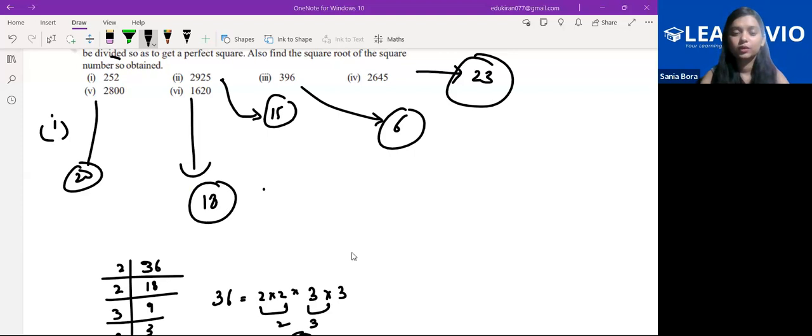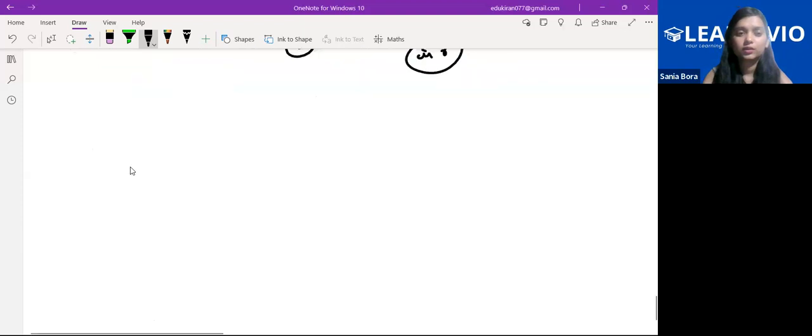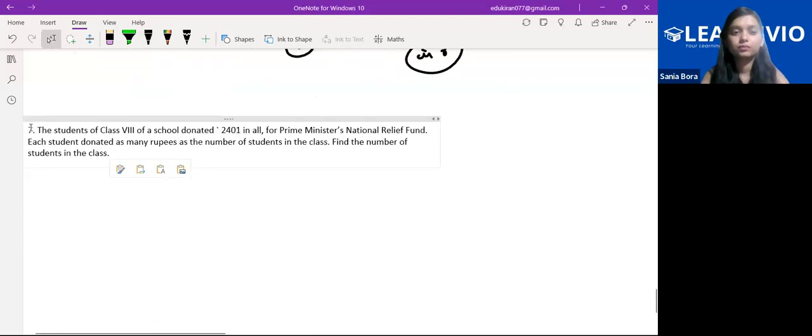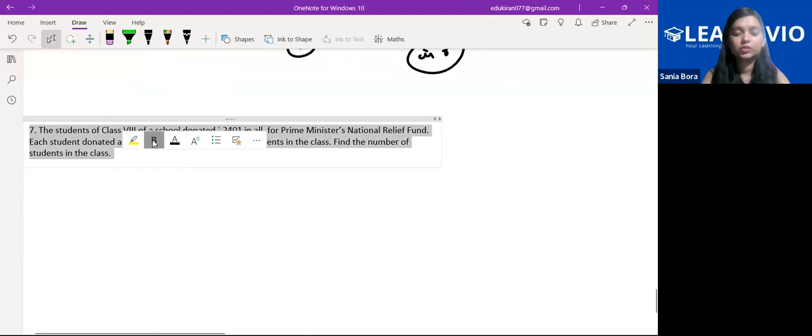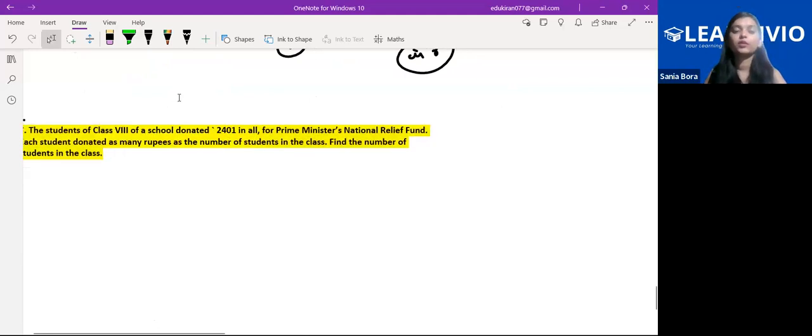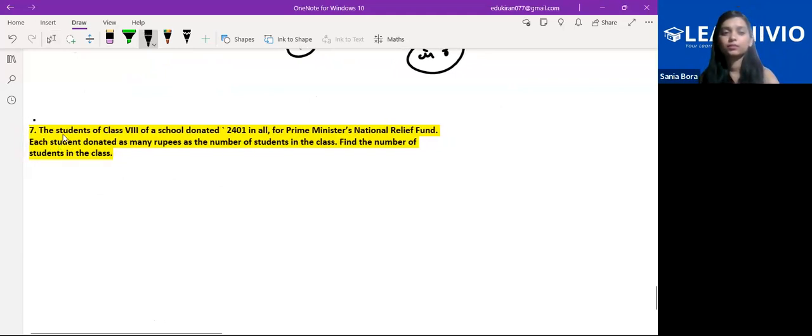Yes, ma'am. Okay, so now let's start with some word problems. Let's see how you people do it. The question is, can you see the question? The students of class 8 of a school donated 2401 in all for the Prime Minister National Relief Fund. Each student donated as many rupees as the number of students in the class. Find the number of students in the class. These type of word problems are very, very important.